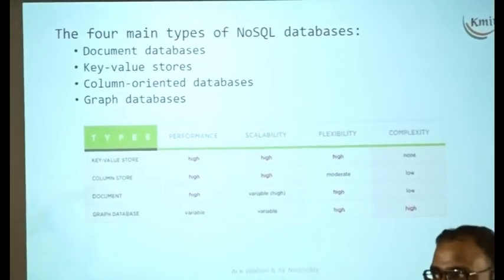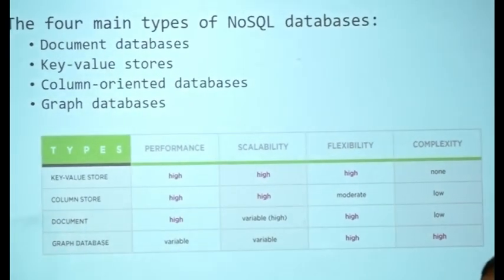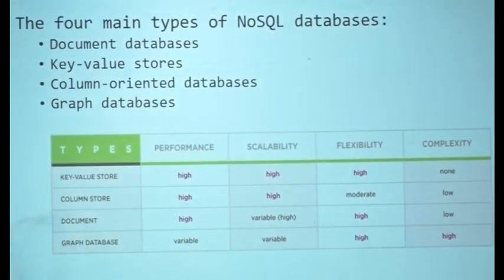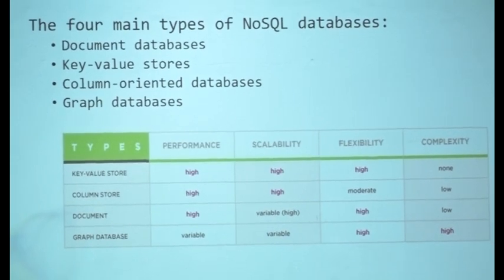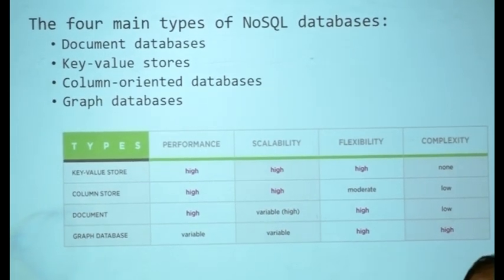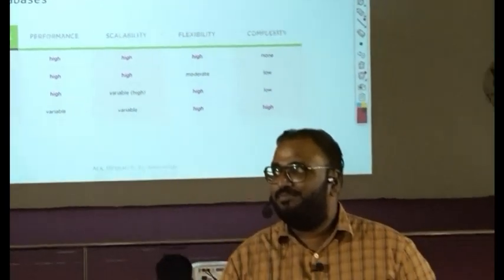All right. Column-oriented databases. Have you heard about Apache Cassandra? That falls into this category. All right. Last type, graph. Any other, please? Work on it. These are the other types of NoSQL databases.